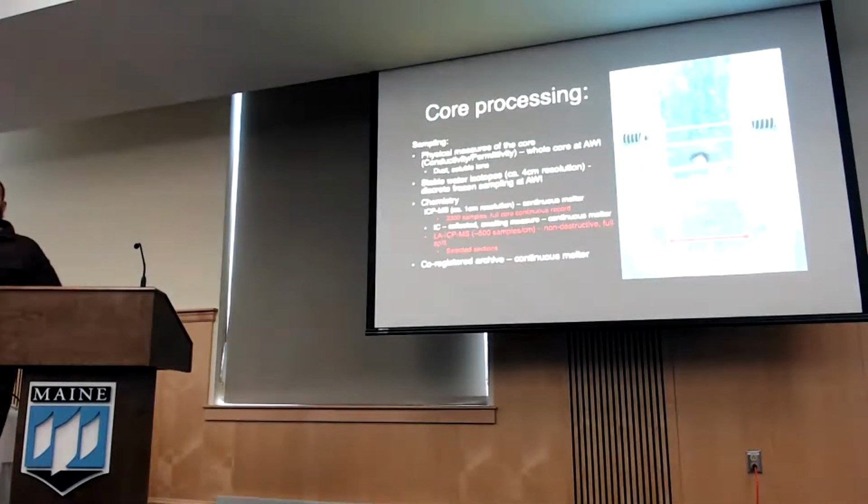So we process our core. We really have 2 kinds of data, 2 kinds of records that I'll be presenting here very quickly. We have one continuous melter record that's about 1 centimeter resolution. That goes the full length of the core. I'll show you lead from that record in a minute.